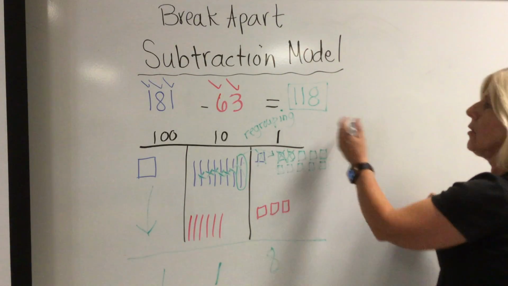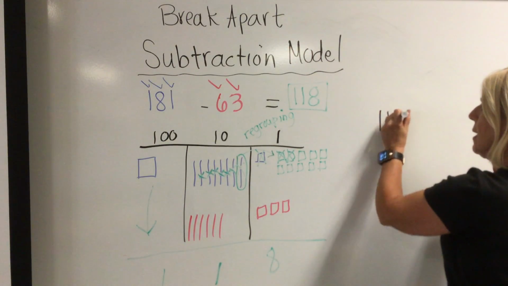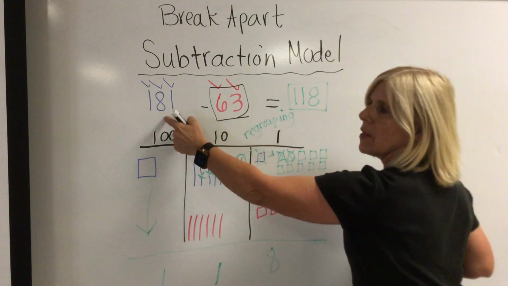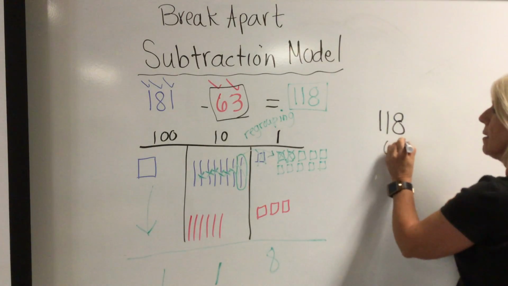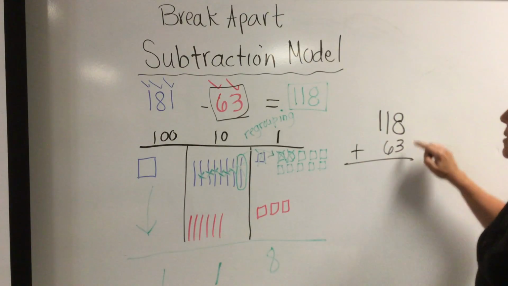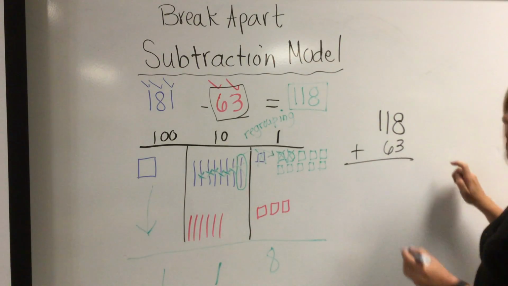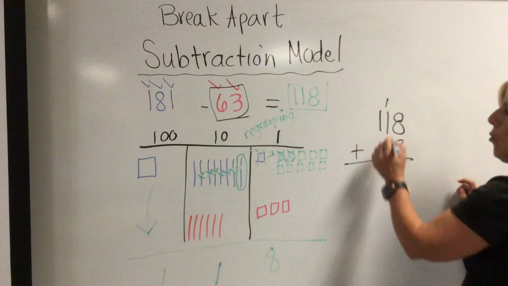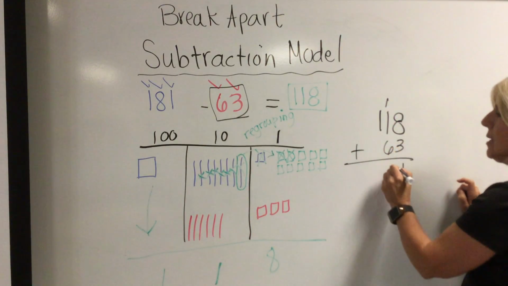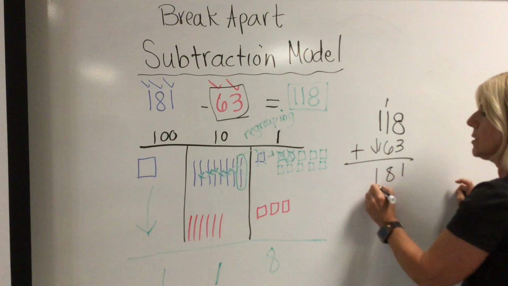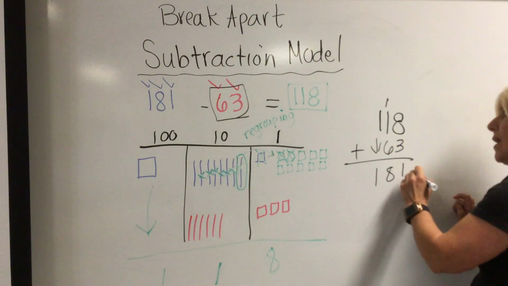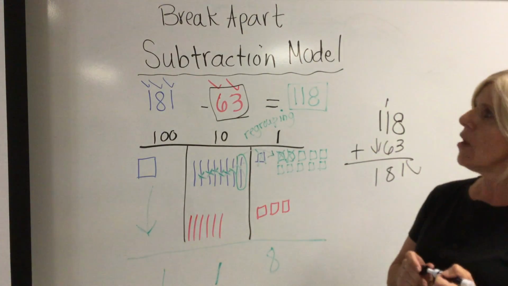And if you want to, you can use inverse operation to check it. So you take your answer, 118, and then add it to your second number, and it should come up to this. So let's add it. I'm going to use the standard algorithm for addition here. 3 and 8 is 11, and I regroup. So this is 1, 2, 2 and 6 is 8, and then I just bring the 1 down. Does it check? 181? 181. Yes, it does.